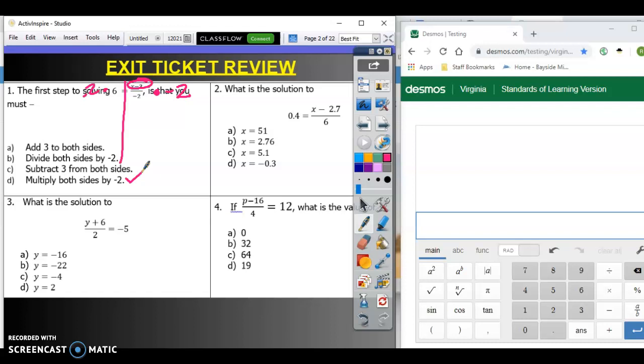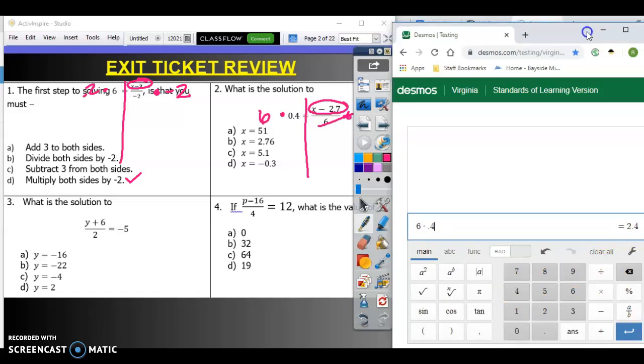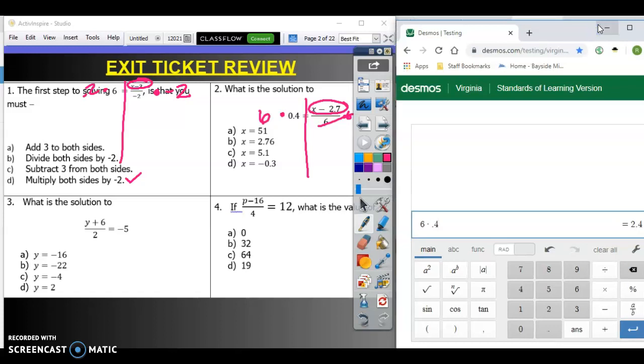Number 2, what is the solution to 0.4 equals (x minus 2.7) divided by 6? So let's separate this, circle the first thing we read, and now we're going to do the opposite. The opposite of dividing by 6 is times 6 on both sides. So that cancels, and now I'm going to type this in. 6 times 0.4, and I get 2.4. So on this side, I now have 2.4 equals x minus 2.7.